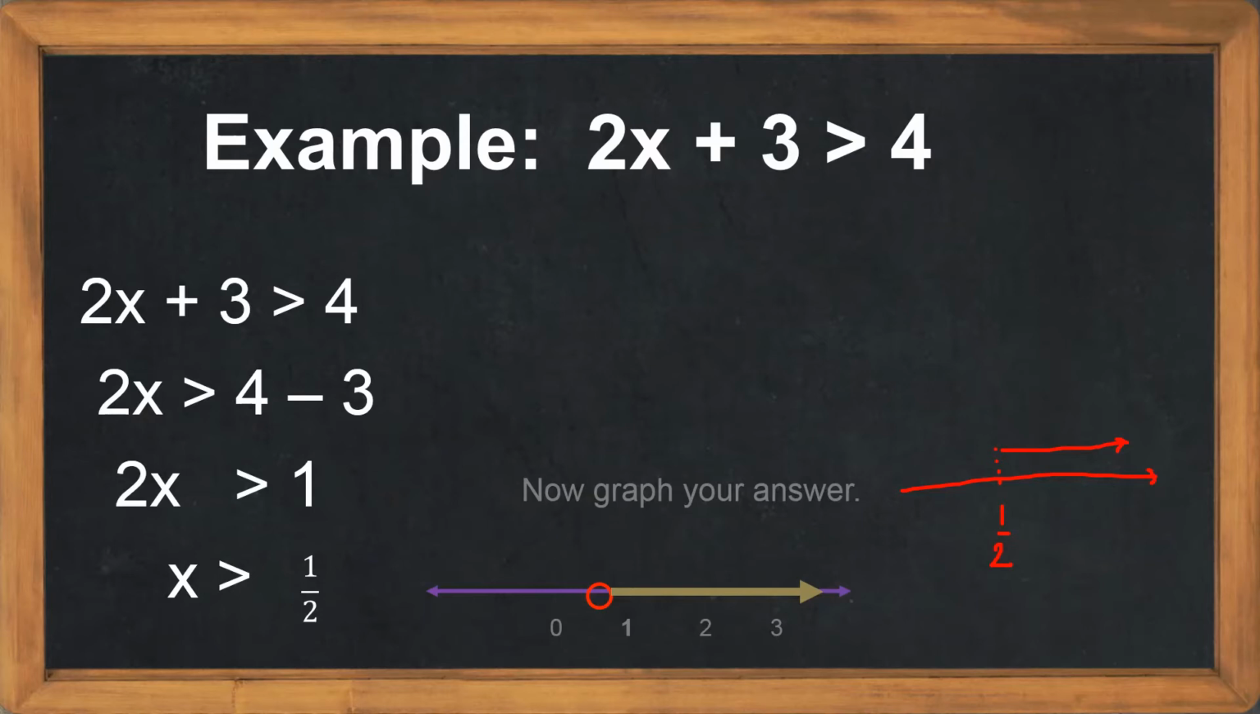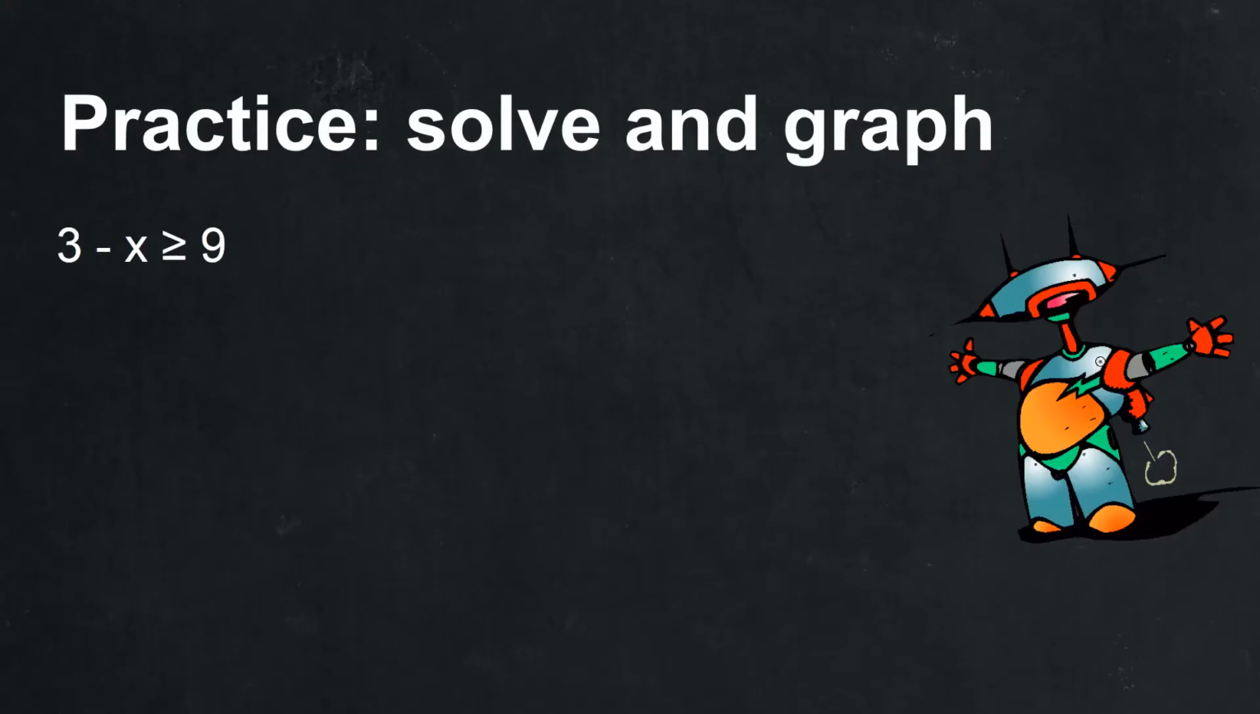Now, another example, we have 3 minus x is greater than or equal to 9. So, the first step, keep in mind that you have to put the variables on one side and the numbers on the other side, and pretend that it's an equality.